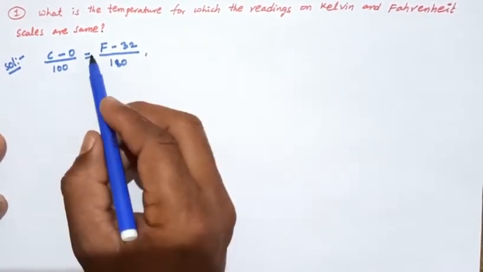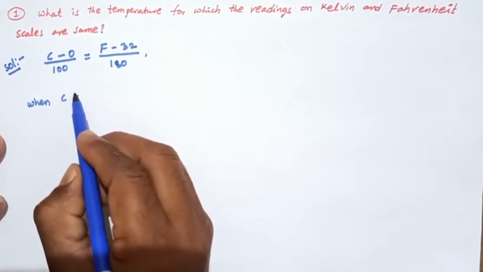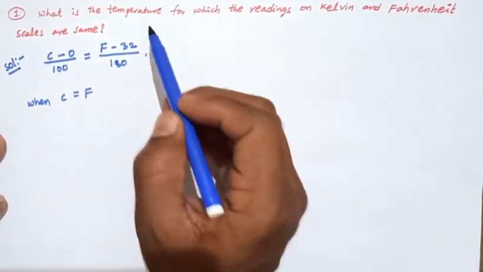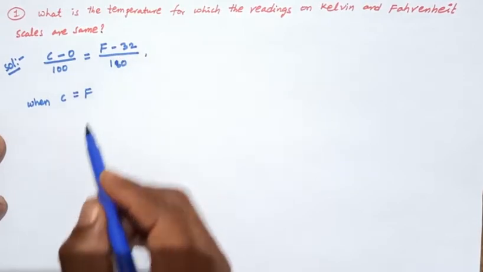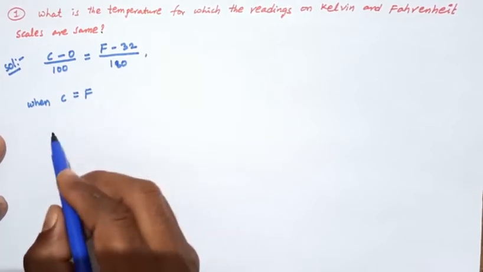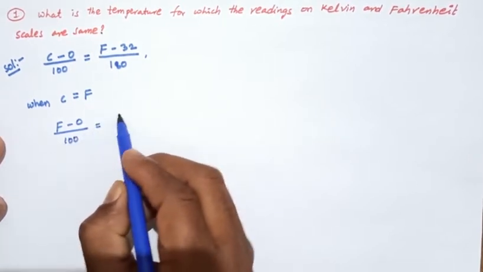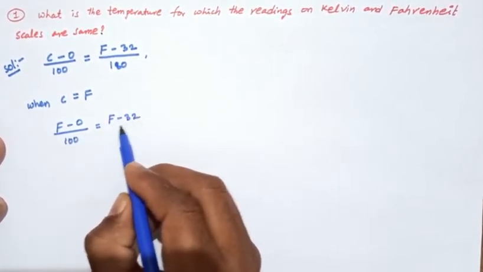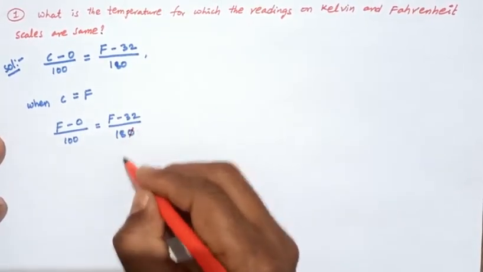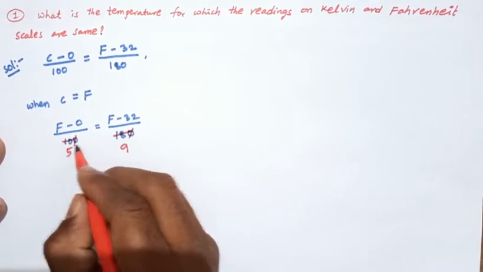So here, when the Celsius scale and Fahrenheit scale are both equal, then substitute the Celsius scale with the Fahrenheit scale. (F minus 0) by 100 equals (F minus 32) by 180. Here the 0 gets cancelled, and 2 nines are 18, 2 fives are 10.